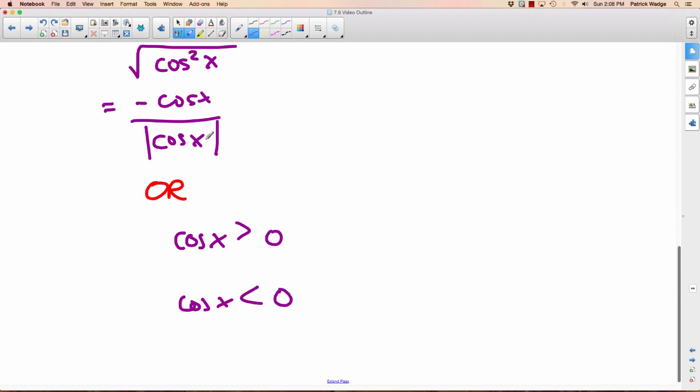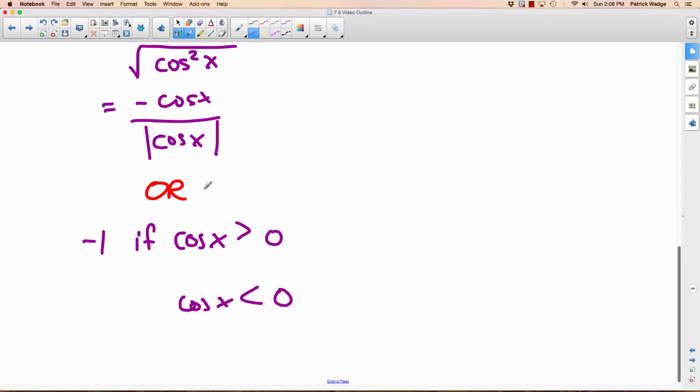So let's say it was greater than 0. If it was greater than 0, the absolute value signs would do nothing. You'd have positive cosine x on the bottom, you'd have negative cosine x on the top, and they could just cancel each other, the cosine x and the cosine x. You'd end up with negative 1. So negative 1 if cosine x is greater than 0.